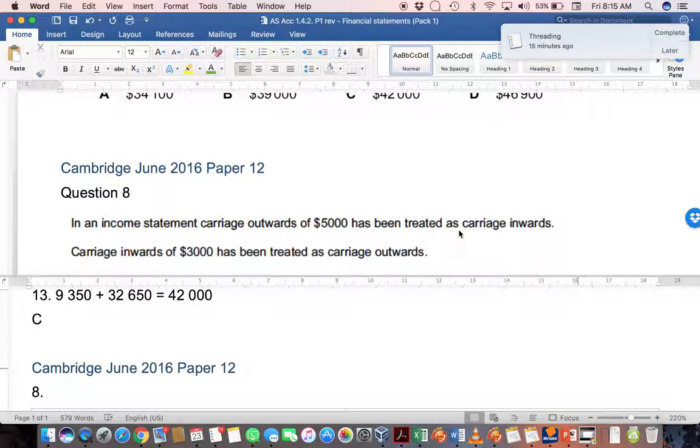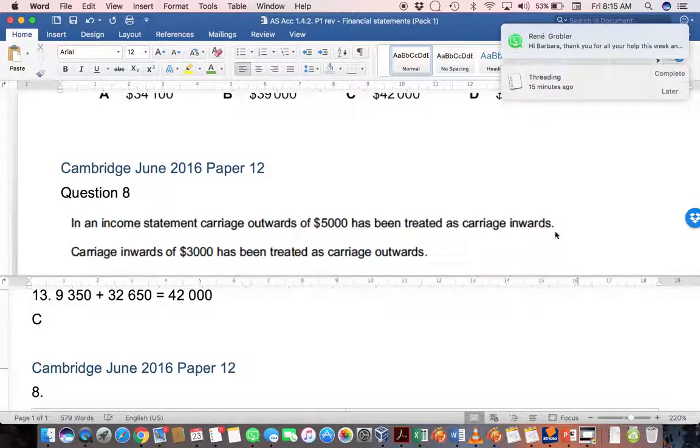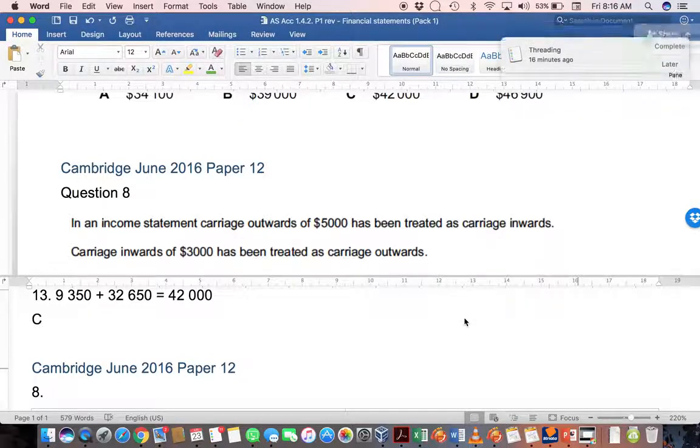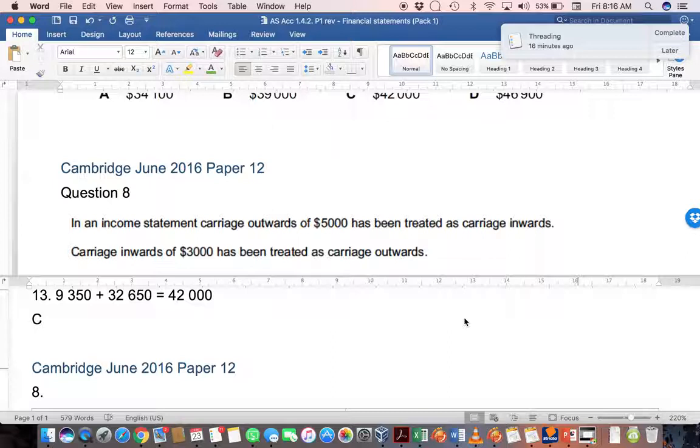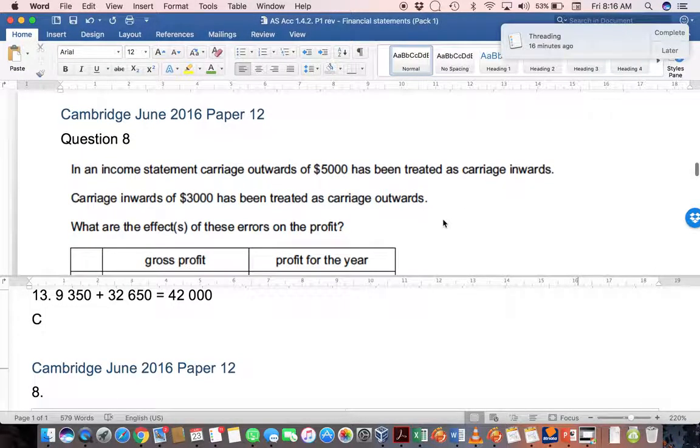In an income statement, carriage outwards of $5,000 has been treated as carriage inwards. Carriage inwards of $3,000 has been treated as carriage outwards. So basically, somebody is just a little bit confused here. So what we need to do is try and recreate those T accounts as they should have appeared, and then go and answer the question of what effect these errors would have had on the profit.